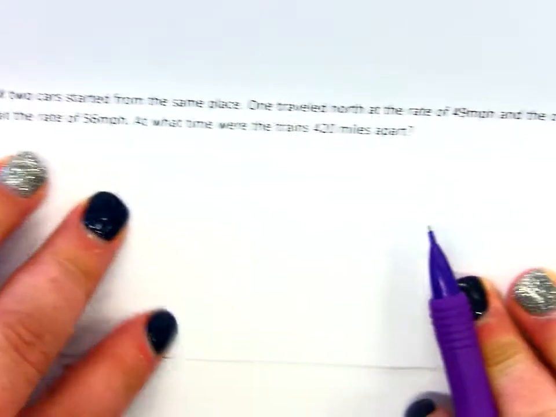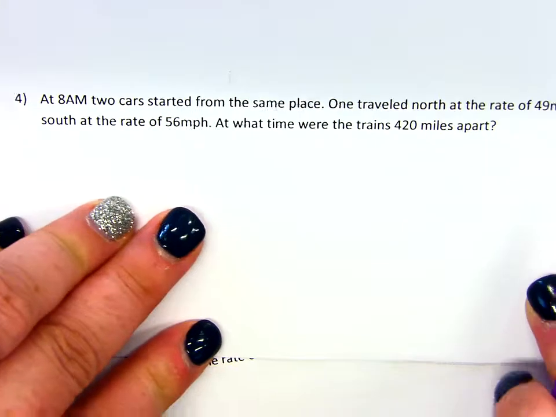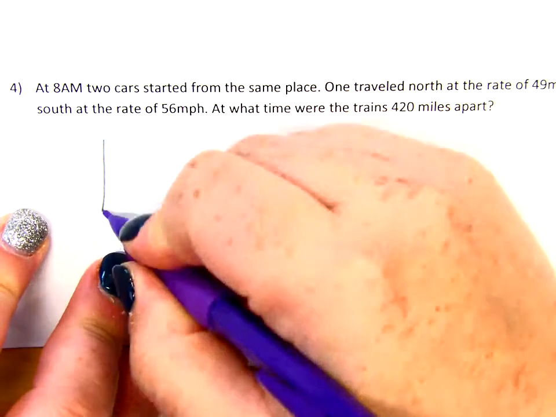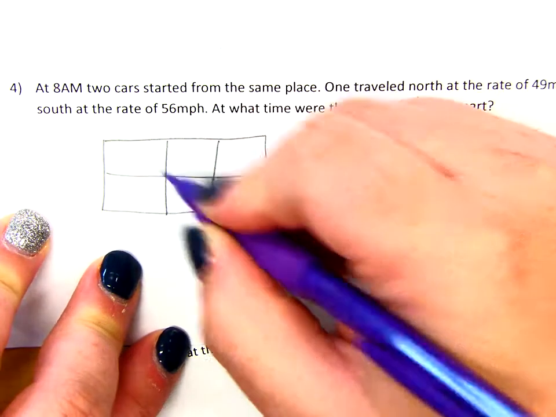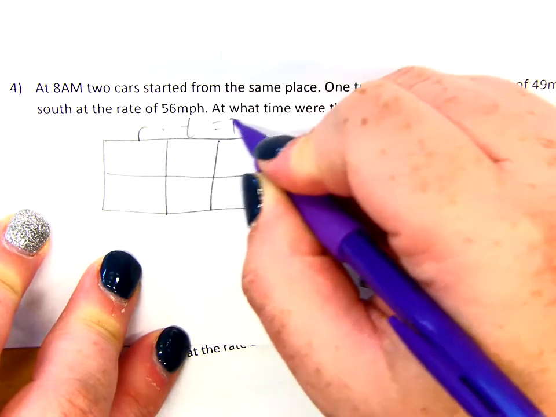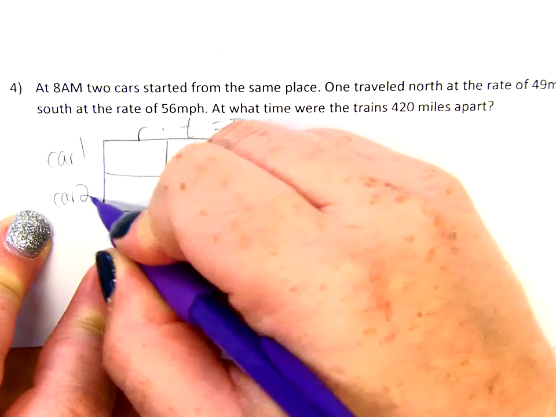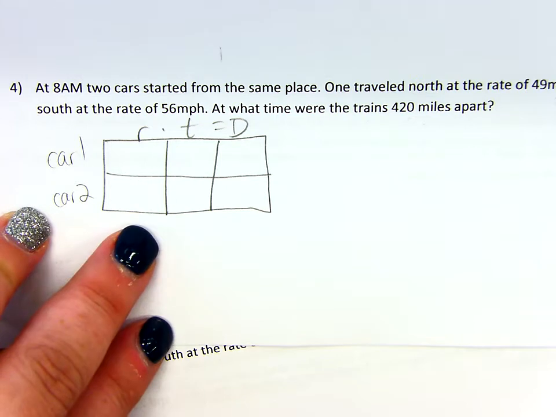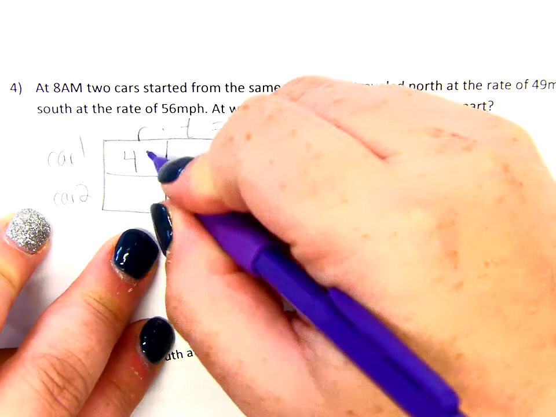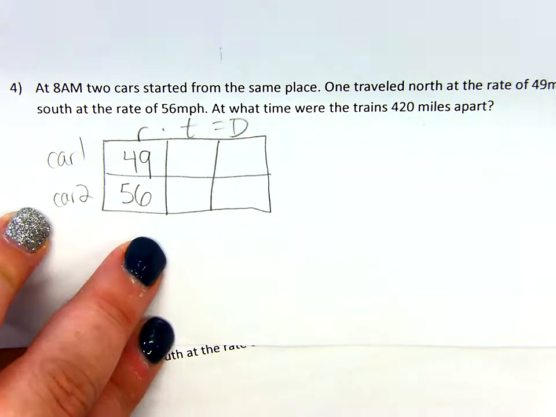So, oh, sorry. I always forget that if someone's watching this video, they can't read the whole thing. All right. So, we're going to make our chart. Rate times time equals distance. I have 2 cars, so I'll just call it car 1 and car 2. Let's see. Car 1, what was its rate? 49. Car 2's rate was 56.